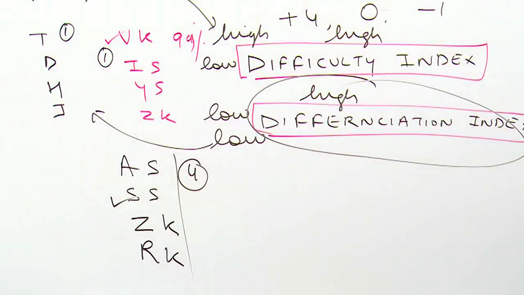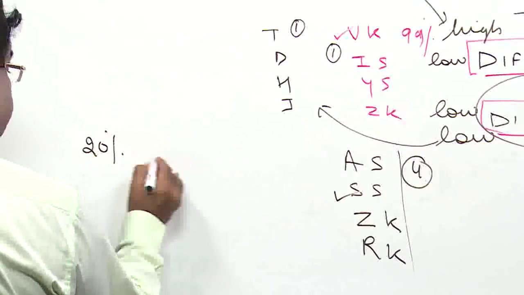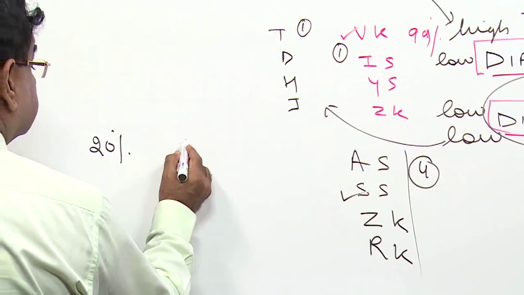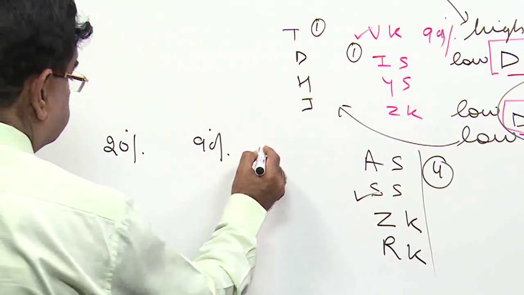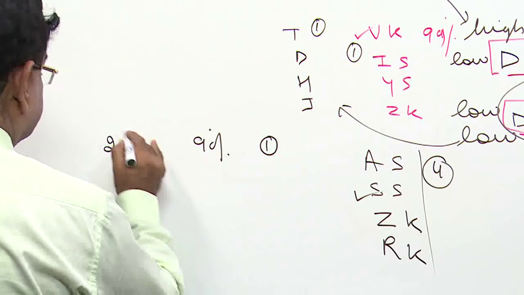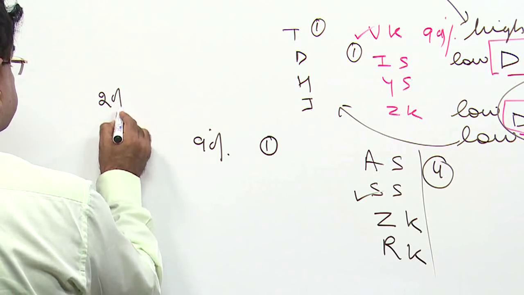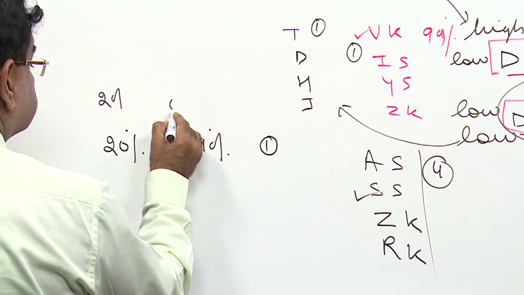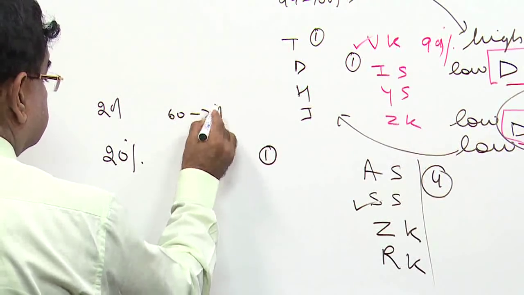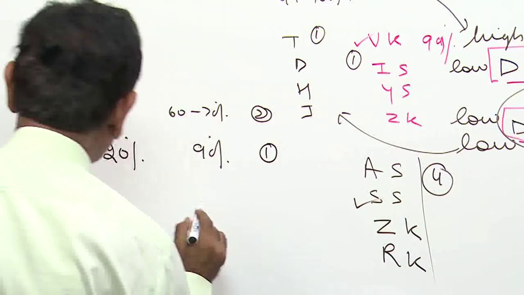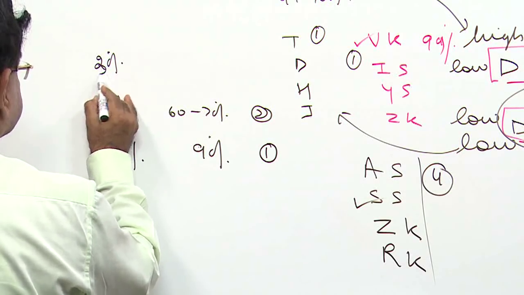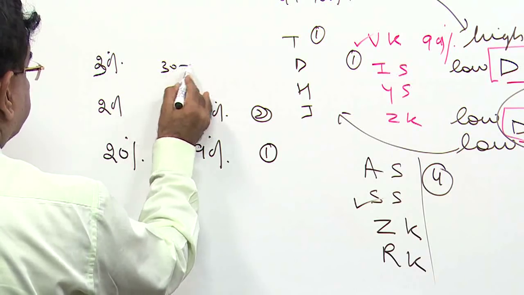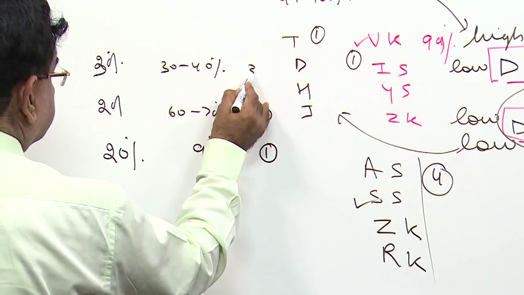Paper is set like this. Around 20% questions can be answered by about 90% people. They are of 1 mark. Then around 20% of questions can be answered by 60 to 70%. They are of 2 marks. Then around 20% or 30% of questions which can be answered by 30 to 40% are 3 marks.